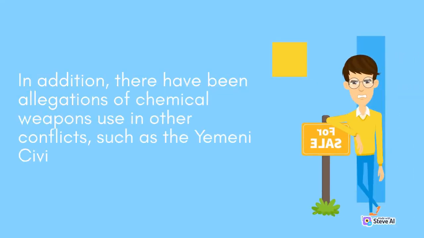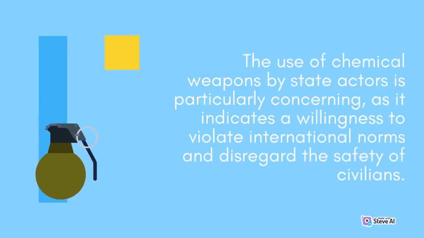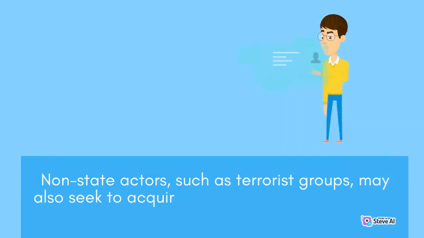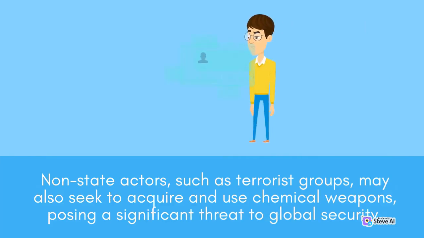In addition, there have been allegations of chemical weapons use in other conflicts, such as the Yemeni civil war. The use of chemical weapons by state actors is particularly concerning, as it indicates a willingness to violate international norms and disregard the safety of civilians. Non-state actors, such as terrorist groups, may also seek to acquire and use chemical weapons, posing a significant threat to global security.